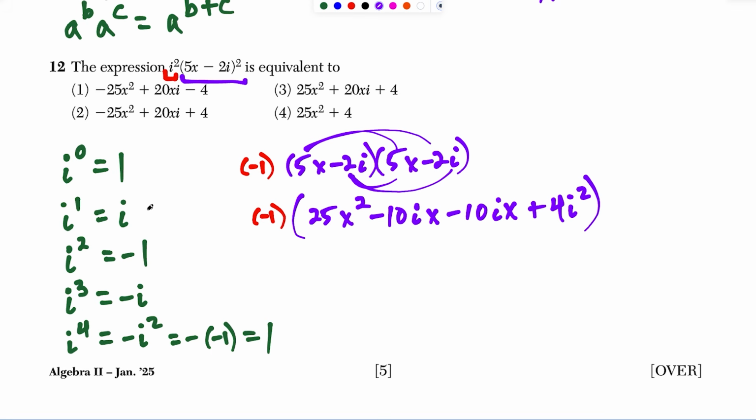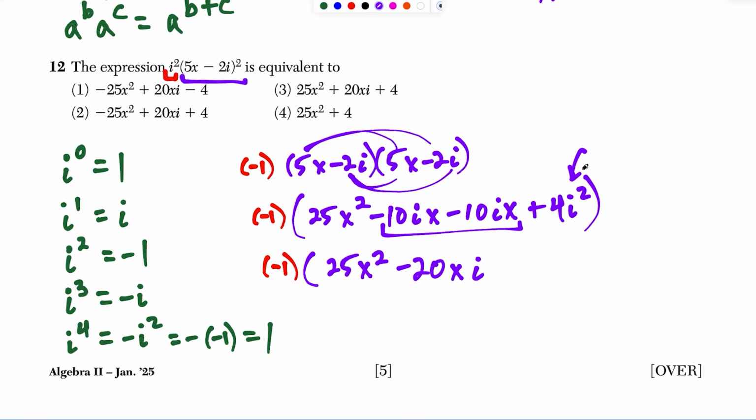But this is where the powers of i come in. The i squared, I'm going to replace with negative 1 in the next line. And it looks like for all these answer choices that the i is written after the x. So I will make that adjustment at the end. So here, we're going to have negative 1. And we're multiplying this by, we'll simplify things a bit. We have 25x squared. And then here we have minus 10ix minus 10ix. So that's minus 20. And this time I'm going to write the x in front and then the i so it matches the answer choices. And then at the end, remember, i squared is equal to negative 1. So when I do 4 times negative 1, I get minus 4. And then we close the parentheses.